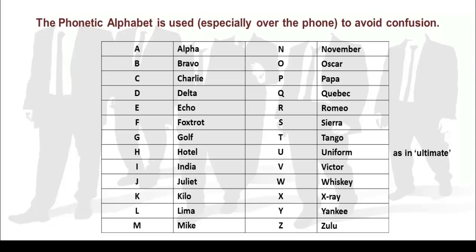The letter U can also be pronounced as a Y sound, as in ultimate. V for Victor, W for Whiskey, X for X-ray, Y for Yankee, and Z, or Zee as it's pronounced in the United States, for Zulu.